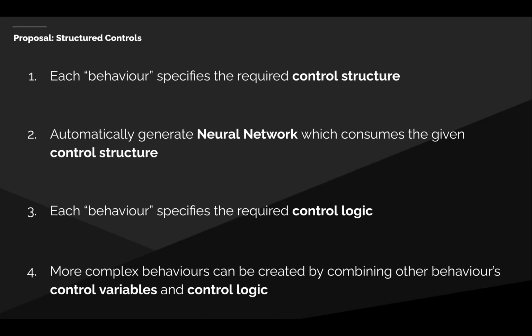And then for each behavior, we also describe the control logic. So that means, what do we actually want the system to do? What do we want it to output? How do we map from the inputs to the desired outputs? And then the fourth step is the key one, which is that if we do all of this systematically, then we can make much more complex behaviors by defining them in terms of combinations of other behaviors.